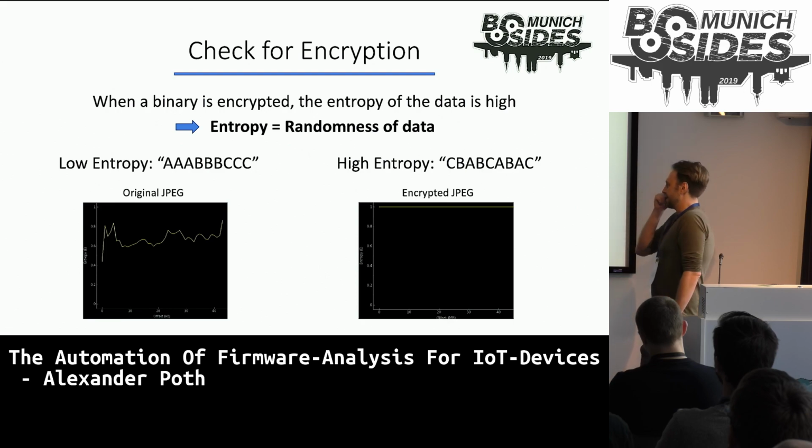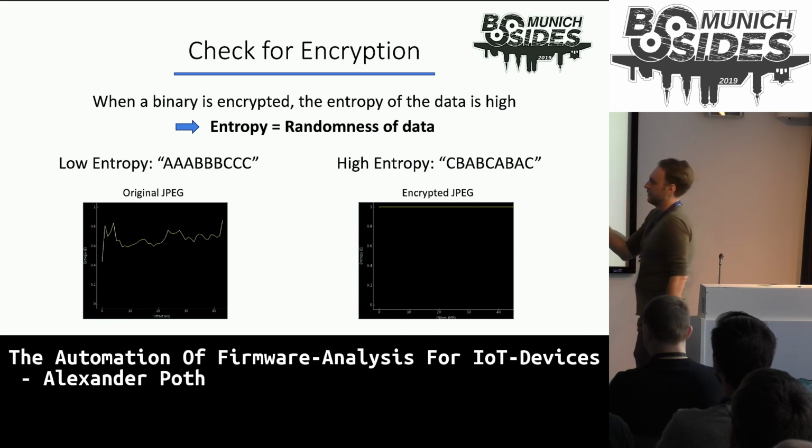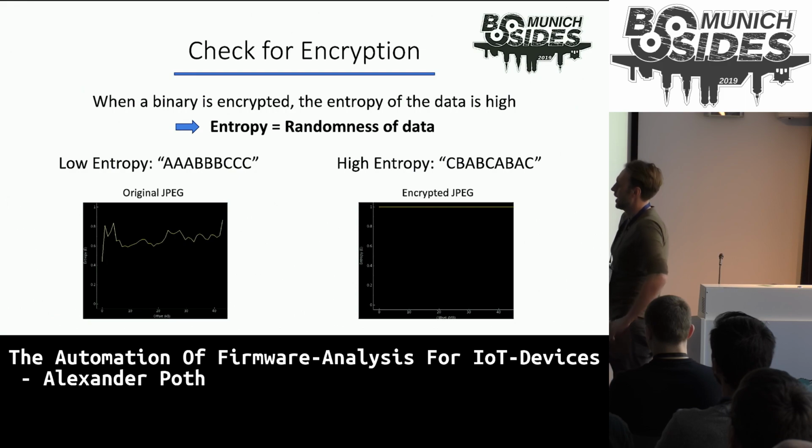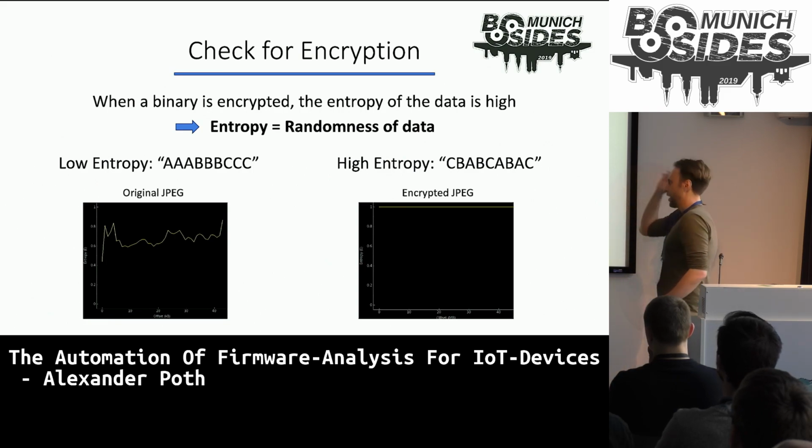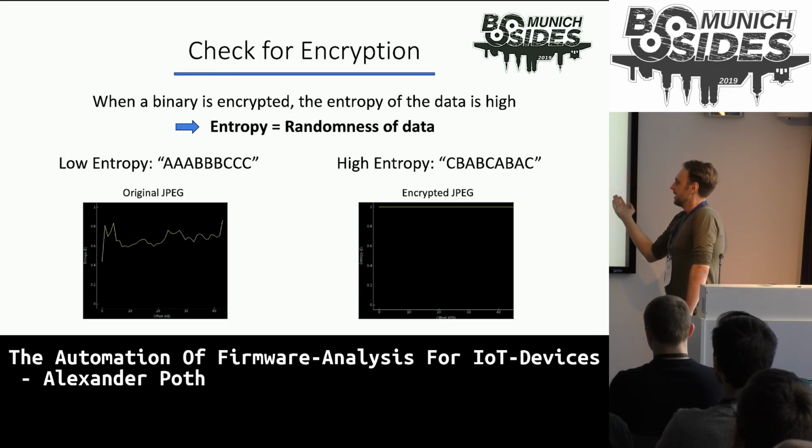I also created 2 JPEG files. On the left, you can see an original JPEG, and in the original JPEG, the entropy is falling and rising over the whole data. And on the right, I encrypted the same JPEG, and as you can see, the entropy is continuously at the maximum, which is 1.